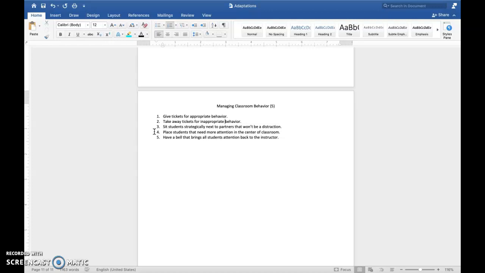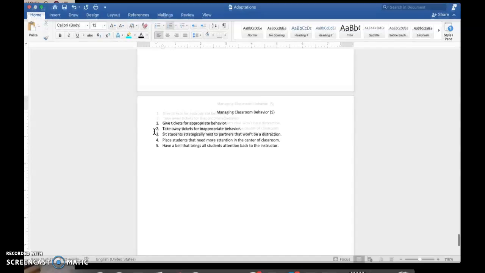and show appropriate behavior. And likewise, I said take away the tickets for inappropriate behavior. So if the student is not doing what they're supposed to, they get tickets taken away, which means the student can accumulate them to earn a prize. So yeah.